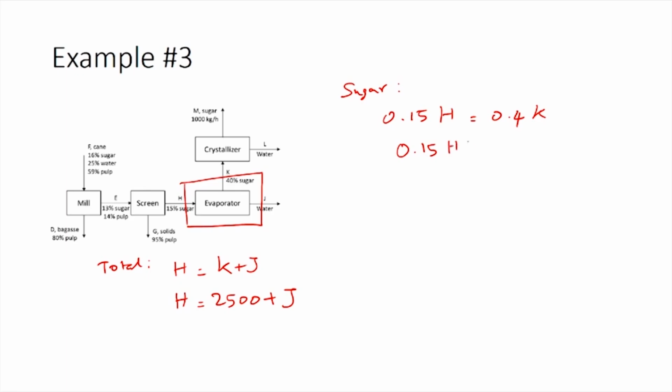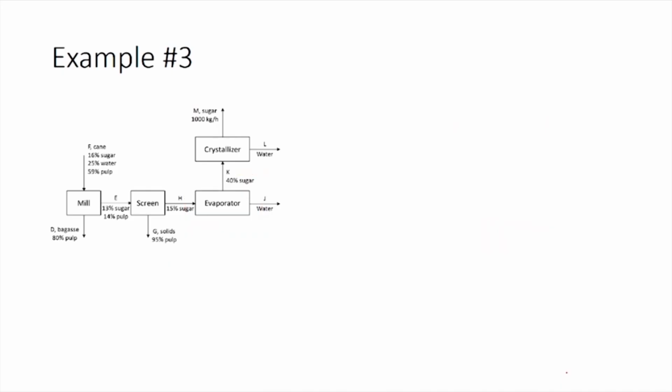0.15 H equals 1000, giving you a value for H as 6667 kilograms per hour. So, substituting it back to the total balance equation, we can calculate J as 4167 kilograms per hour. Now that we have calculated the streams L, K, J and H, we can start with the system of screen to identify the mass flow rates of E and G.